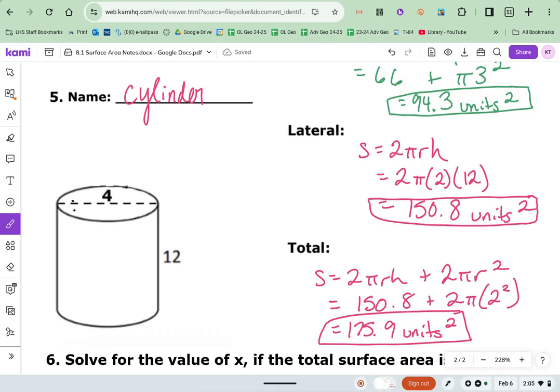All right, when you're ready, you can look up and check your work. The keys on here would be make sure that you used 2 for the radius and not 4, because 4 is the diameter. And then 12 is your height because it's the distance between your circular bases. Any questions on this one? Okay. I'll give you guys a second to write if you're writing, and then we'll do the last one together.